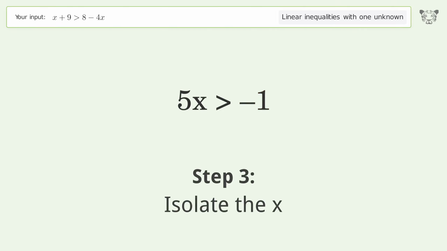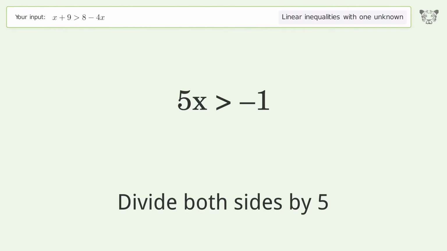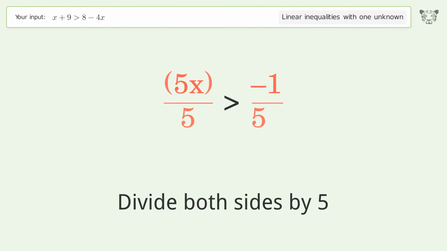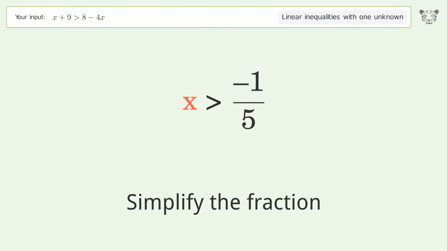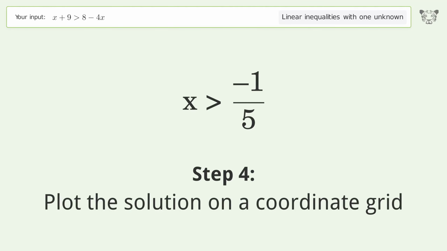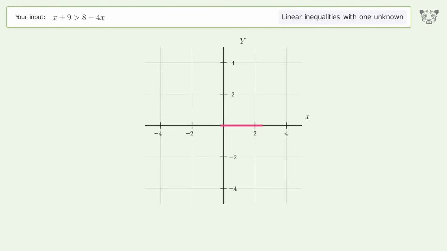Isolate the x. Divide both sides by 5. Simplify the fraction. Plot the solution on a coordinate grid. And so the final result is x greater than -1/5.